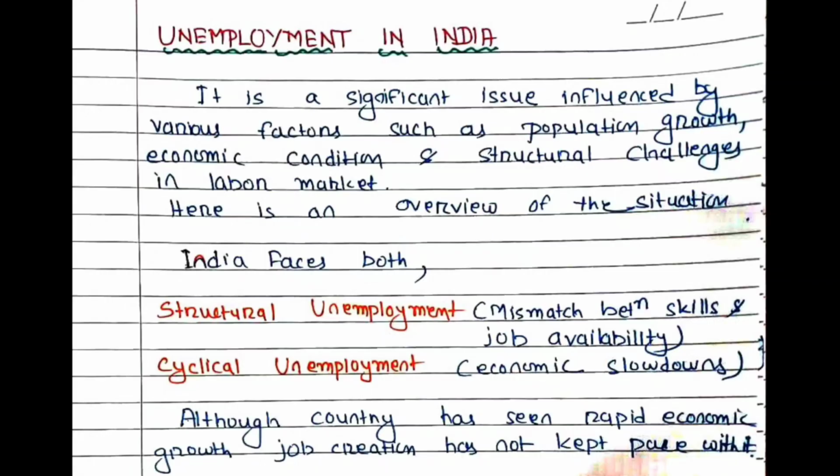India faces mainly structural unemployment and cyclical unemployment. What is structural unemployment? It is the mismatch between the skills of the citizens and the job availability in the country. If there is a mismatch, then structural unemployment is seen. Then cyclical unemployment is the unemployment during economic slowdowns in the country. Also, there is underemployment, when the efficiency of the employed person is not fully used, or the skill of the person is not fully used as per their qualification or efficiency.